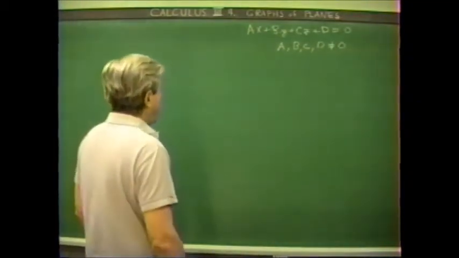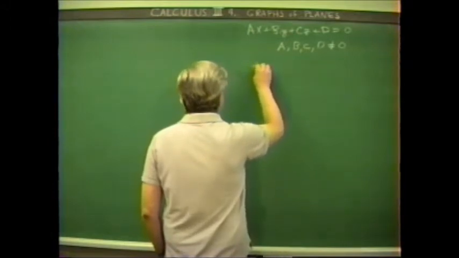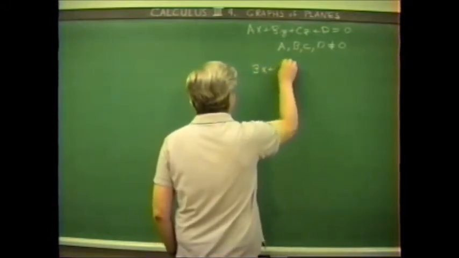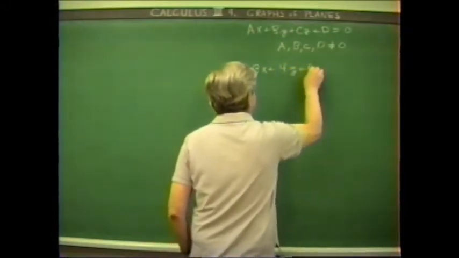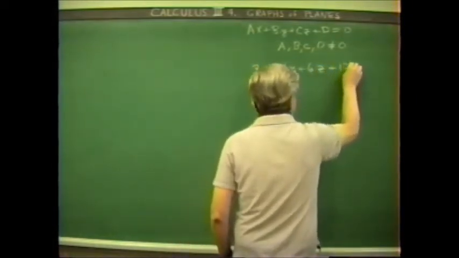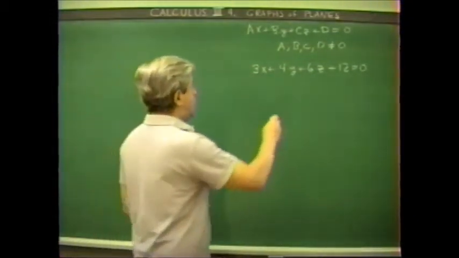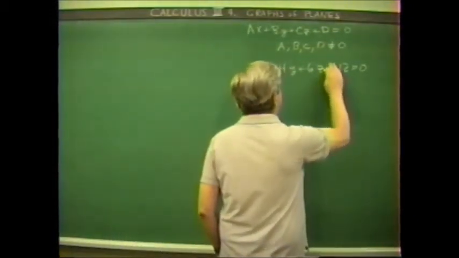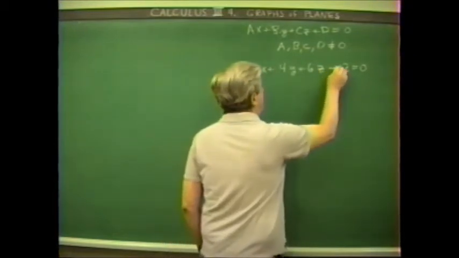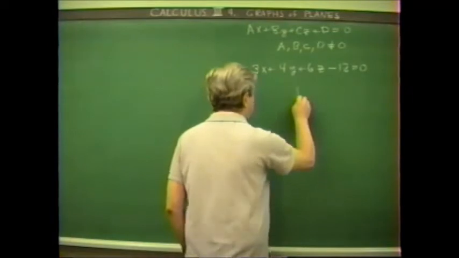Let's take a look at a specific one here. 3x plus 4y plus 6z plus 12 is equal to 0. Or minus 12 is equal to 0. Better, because this is going to be a relatively simple one to draw here.